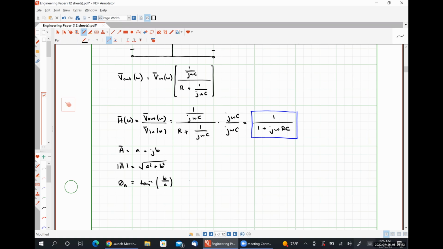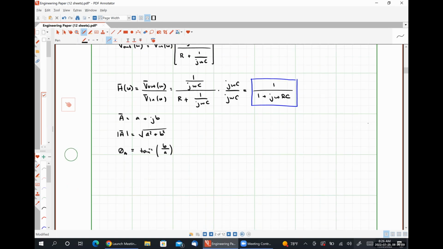Well, we are going to use these three relationships in order to determine our magnitude response and our phase response. In order to do that, we need to take the transfer function that I have outlined here in blue and express it in terms of a rectangular complex number. Okay.